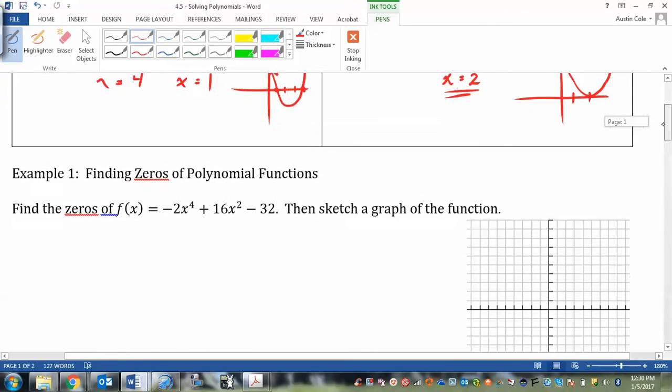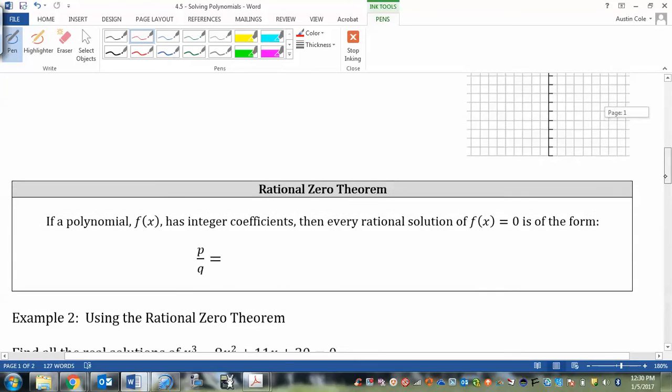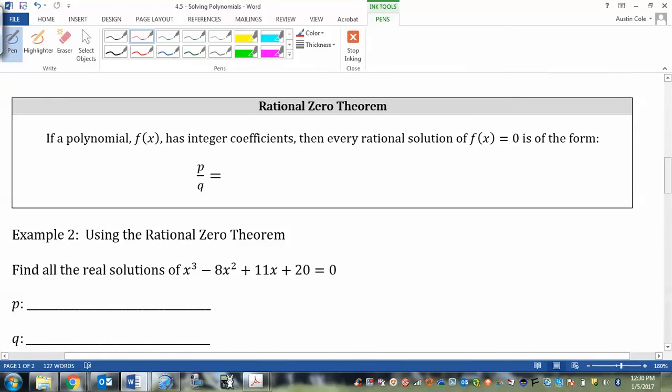All right, so example 1. Let's go back up there to our objectives. Our objectives is to find solutions of polynomial equations and zeros of polynomial functions. Basically, we're finding the zeros, we're finding the x-intercepts. Well, if I go down to example 2 here real quick, it says, hey, find all the zeros. It doesn't say show that this is a factor. We're not given a factor. We're just saying, hey, find them.